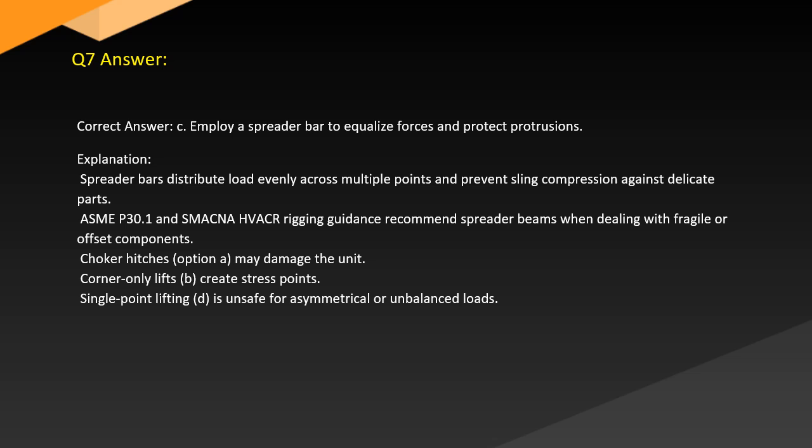Explanation. Spreader bars distribute load evenly across multiple points and prevent sling compression against delicate parts. SMACNA and HVACR rigging guidance recommend spreader beams when dealing with fragile or offset components. Choker hitches, option A, may damage the unit. Corner-only lifts, B, create stress points. Single point lifting, D, is unsafe for asymmetrical or unbalanced loads.